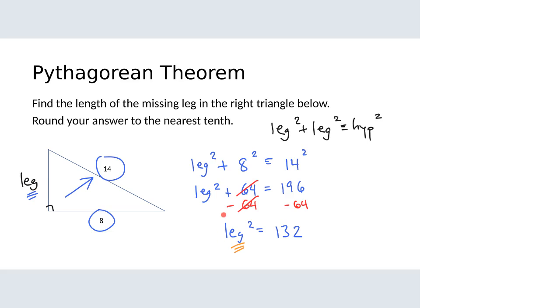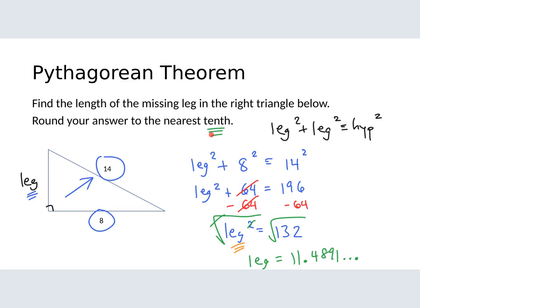To make squaring go away, I'm going to square root on the left. Those will cancel, leaving me just the leg. If I square root the left, I have to square root the right. If I square root that 132, then we get 11.4891, and it keeps going. And I was told to round to the nearest tenth.